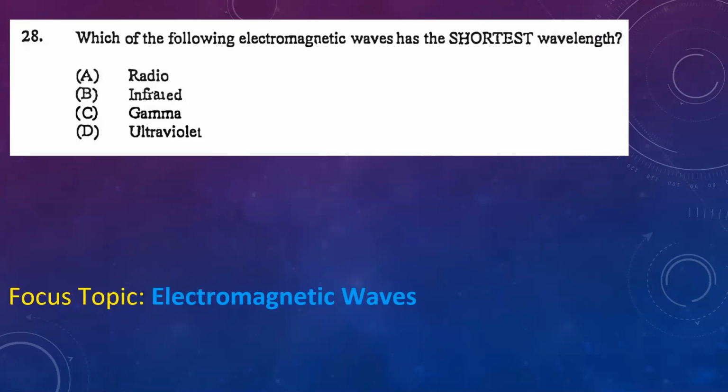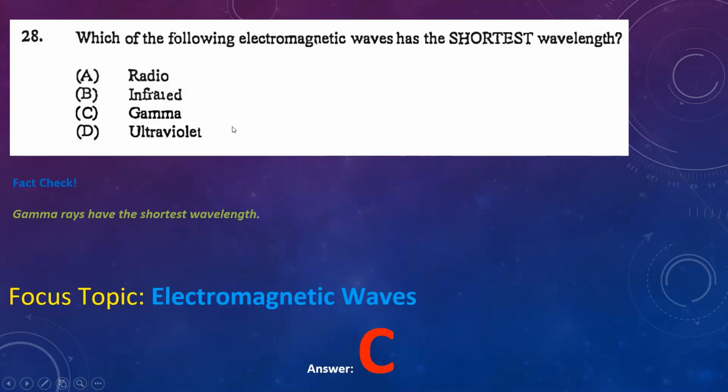Number 28, which of the following electromagnetic waves has the shortest wavelength? We know that radio waves have the longest wavelength, while gamma rays have the shortest wavelength. So our answer should be C.